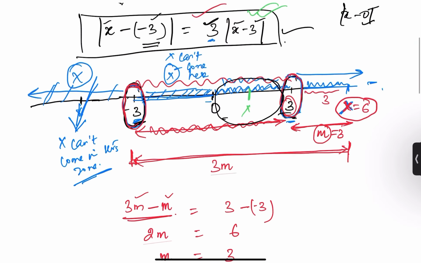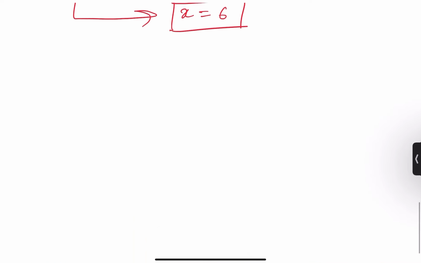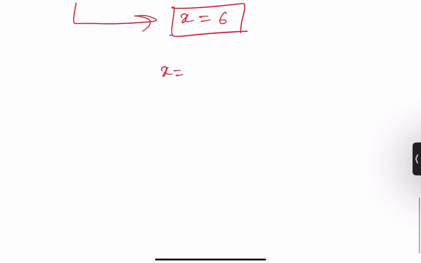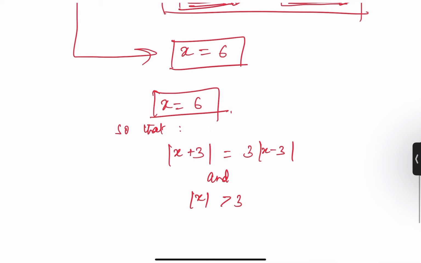So our answer to the given problem is x is 6, so that mod of x plus 3 is equal to 3 times mod of x minus 3, and mod of x is more than 3. Okay, thank you.